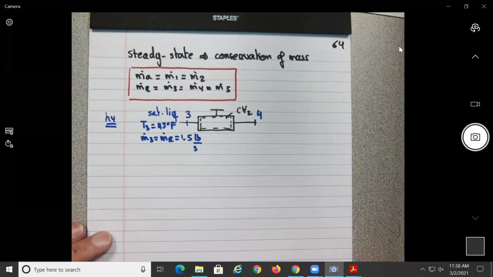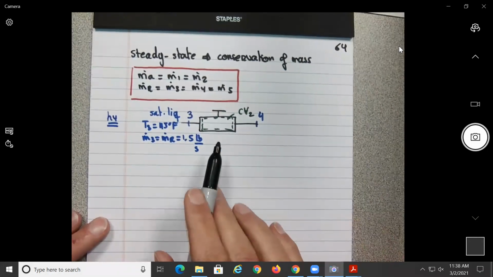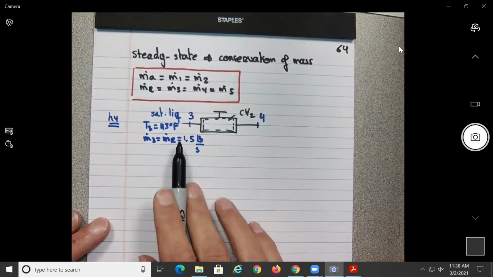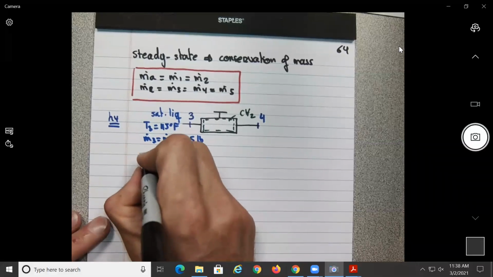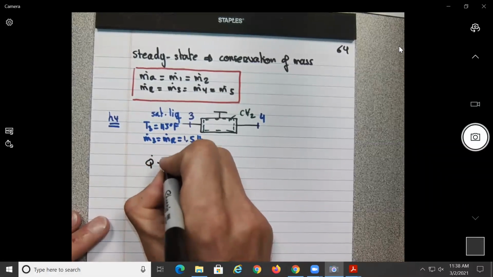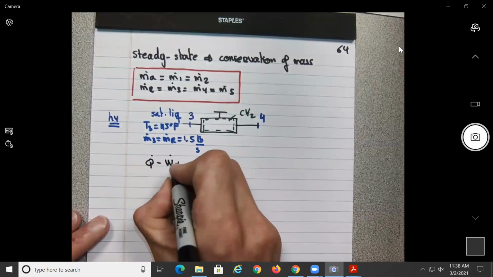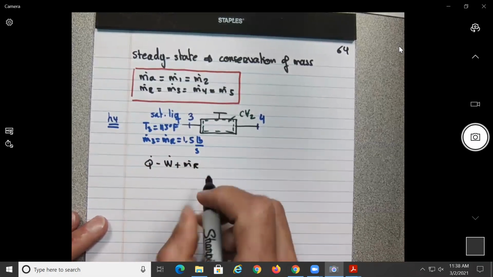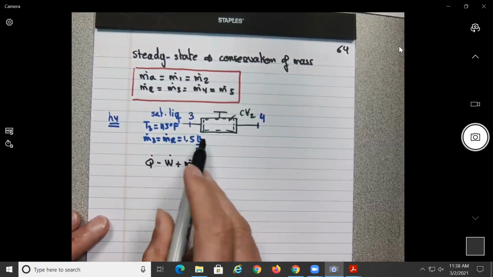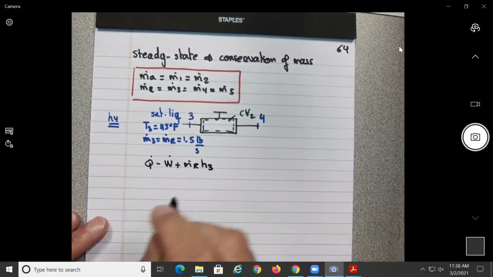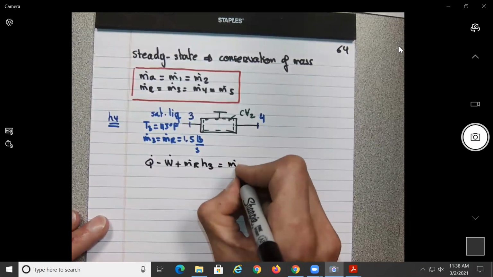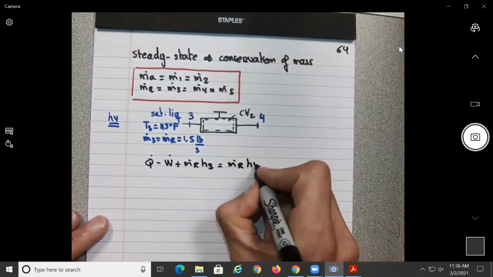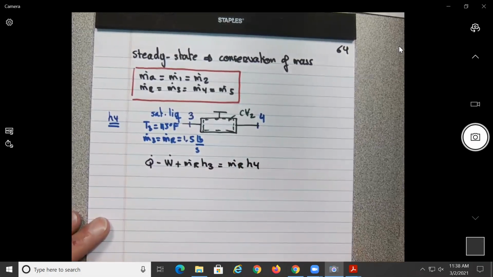You don't need to write it down all the time, but now we do the same thing. We're going to apply the first principle of thermodynamics to this control volume. So what is the general expression? It will be Q dot minus power plus m dot of refrigerant going in times H3 will be equal to what? Mass flow of refrigerant times H4.